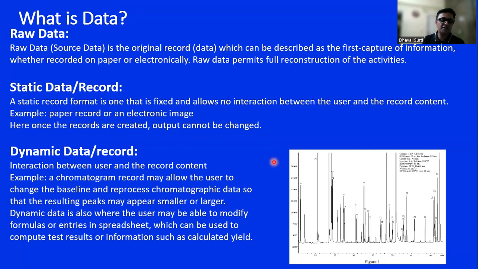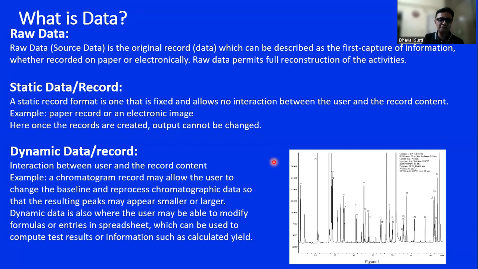Then another is dynamic data or dynamic record. What is dynamic data or dynamic record? It allows interaction between user and the record content. For example, if a chromatogram is there, then it allows the user to change the baseline and reprocess the chromatographic data so that the resulting peak may appear smaller or larger. So chromatographic data allows you to modify something even after the chromatogram is generated. It's not static, it's dynamic. You can still change it.